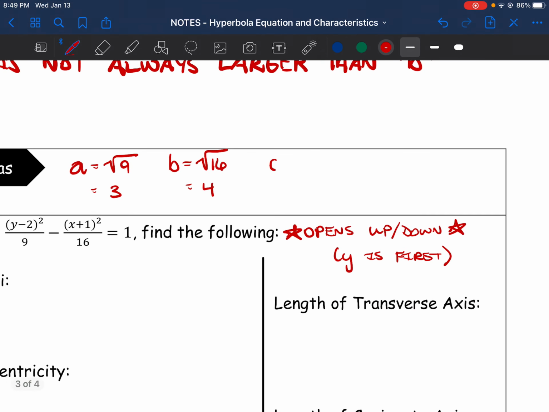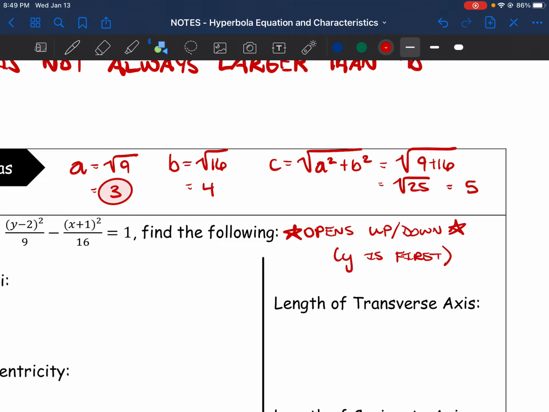And C, remember that for hyperbolas, as we just went over a moment ago, C now has a different equation. Now for hyperbolas, C is a longer length than A. So C is going to be the square root of A squared plus B squared. In this case, that's the square root of 9 plus 16, which is the square root of 25, which for us works out pretty nicely because that's going to be 5. So we can see that our A term is 3, our B term is 4, and our C term is 5.